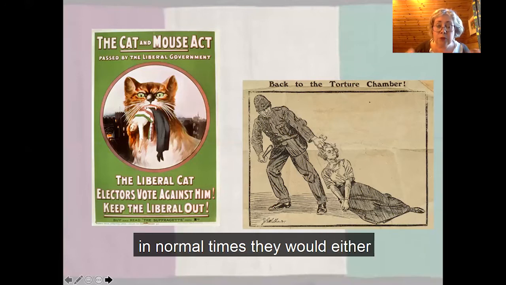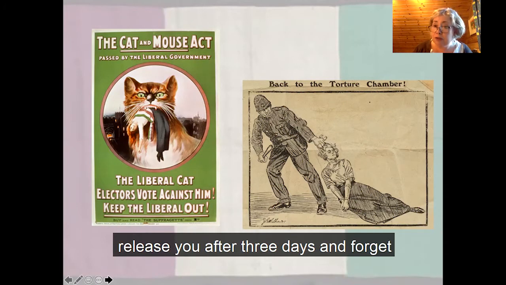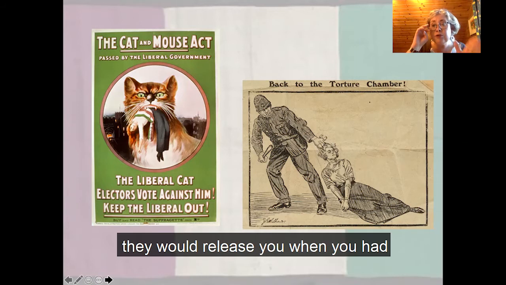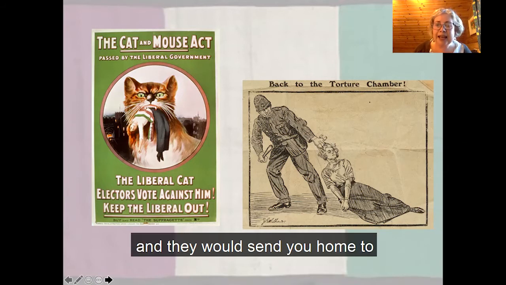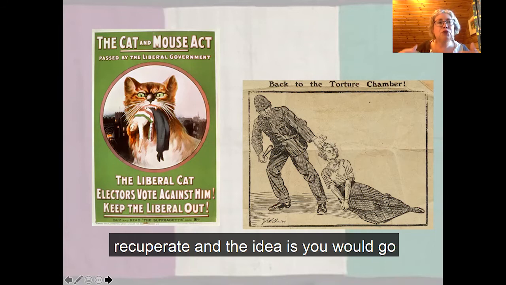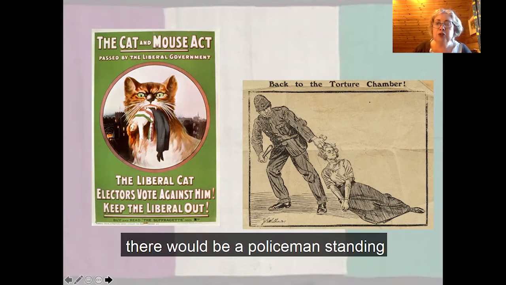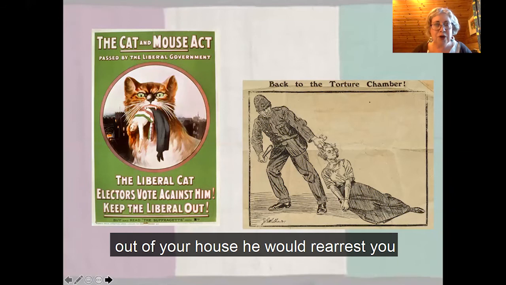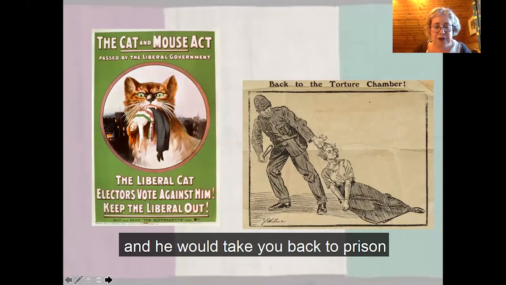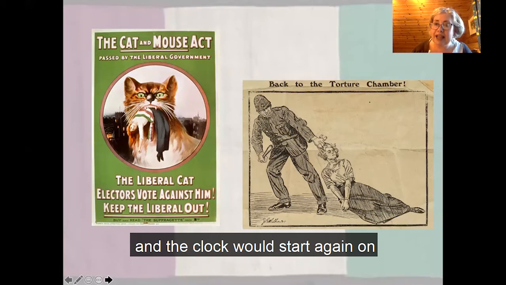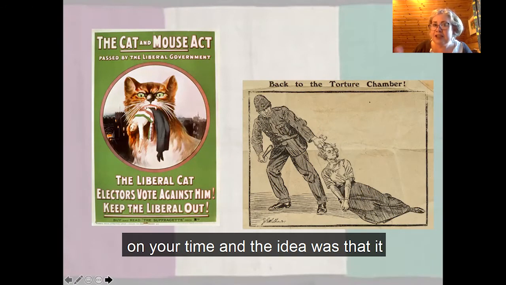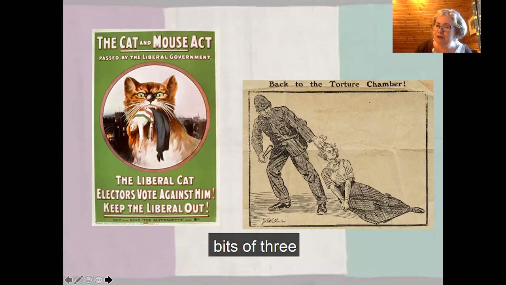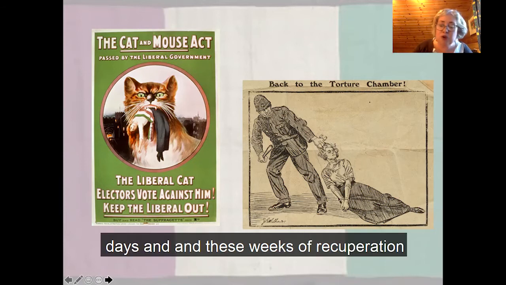Now, in normal times, they would either release you after 3 days and forget about it, or they would start force feeding you. But under this new act, they would release you when you had weakened yourself, and they would send you home to recuperate. And the idea is you would go home and you would be nursed back to health. And there would be a policeman standing outside your door. And the minute you were healthy enough to actually stand up and to come out of your house, he would rearrest you. And he would take you back to prison, and the clock would start again on your time. And the idea was that it could take years, but you would finally serve your sentence, even if it was just in little bits of 3 days and these weeks of recuperation in between.